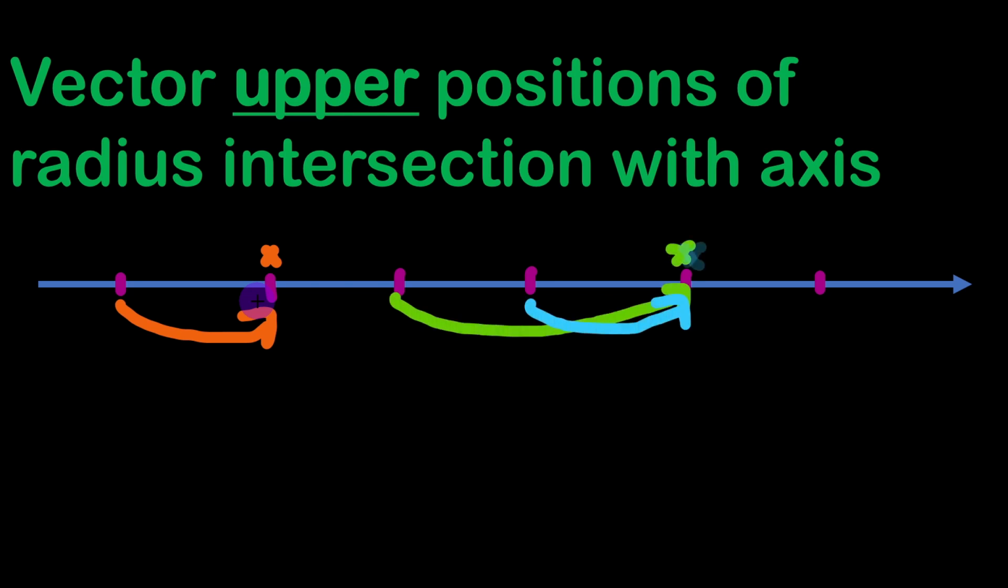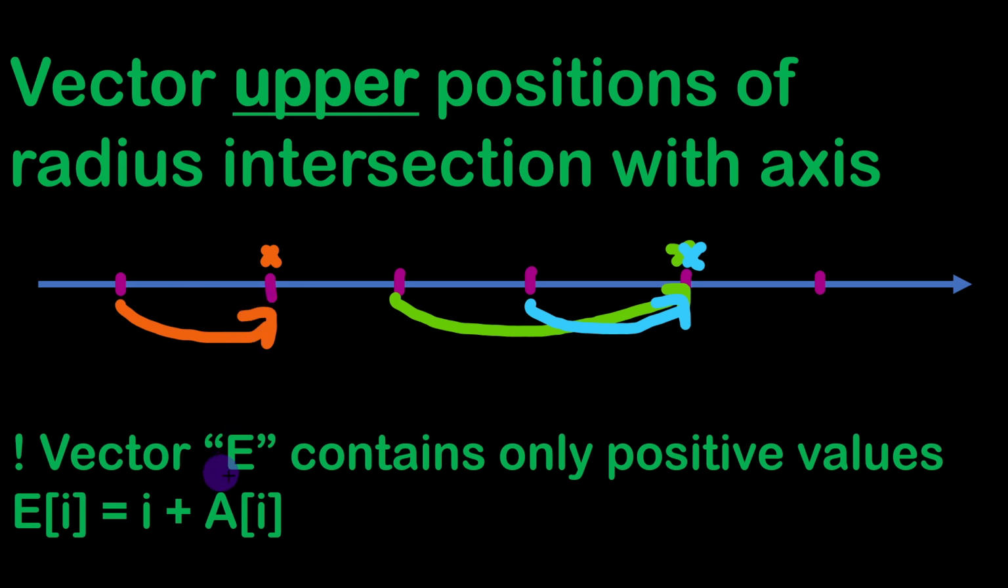So my new vector, let's call it E, meaning the end of each disk, contains only positive values, where the elements E[i] are equal to i plus A[i]. However, just as we've done previously in the previous vector, we have to replace all the positions that are exceeding the boundaries of our array, which is the same size as the array A, by the highest position available in this array E. So we're going to check these in detail later on.